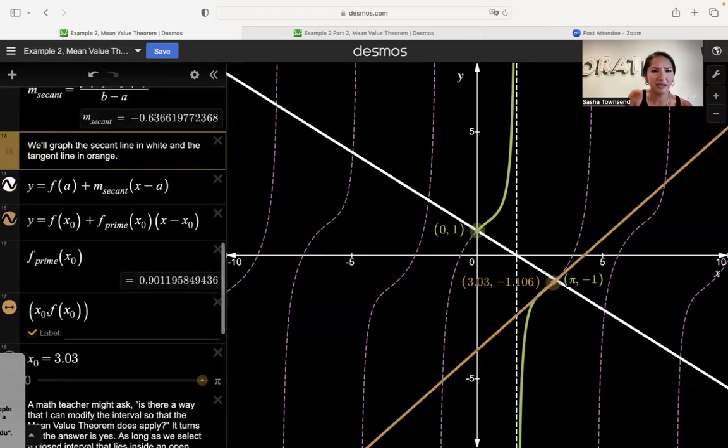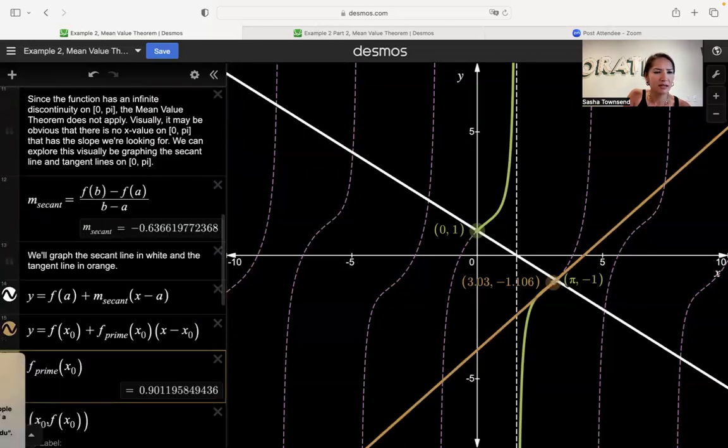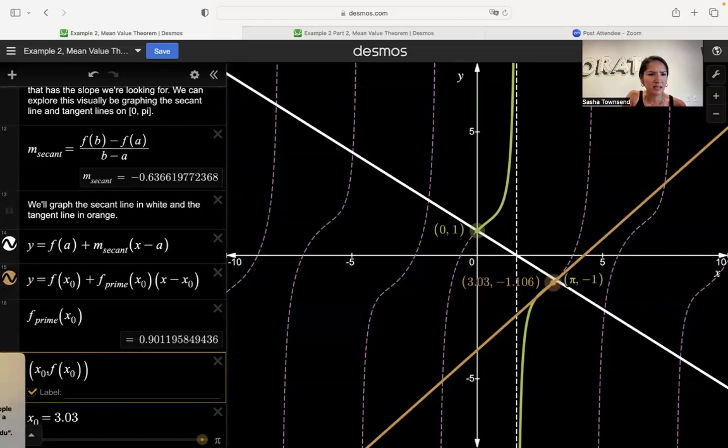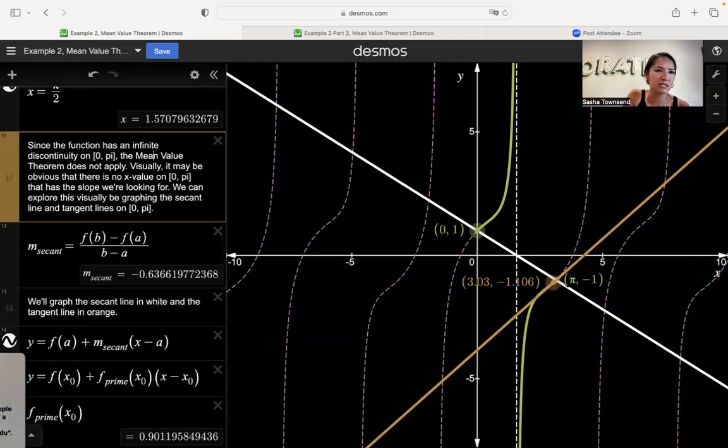I already said this when we wrote it down in the paper. But now let's get rid of that equation of the secant line. Actually, no, I want to keep the equation of the secant line.